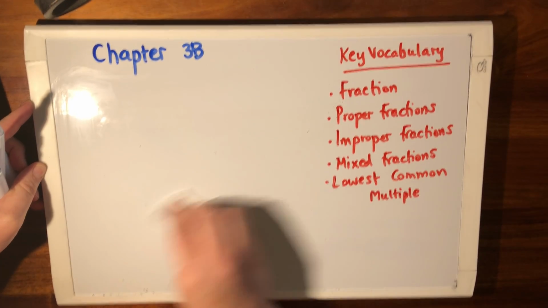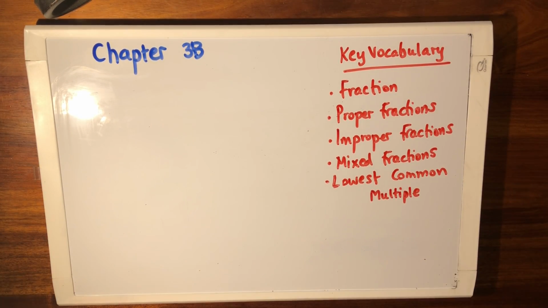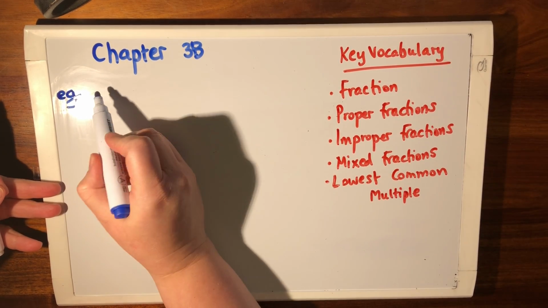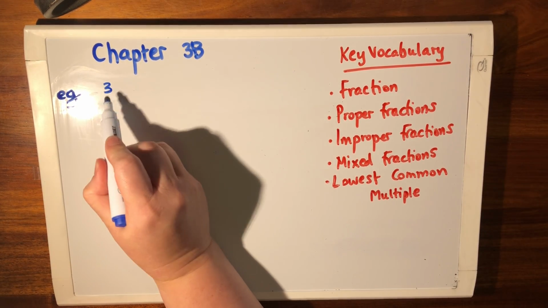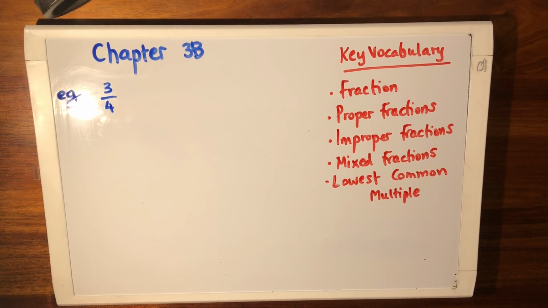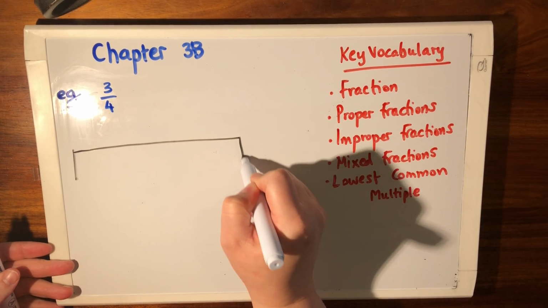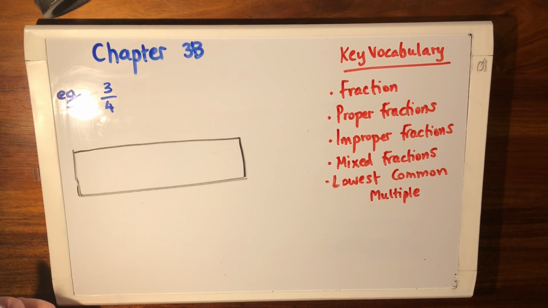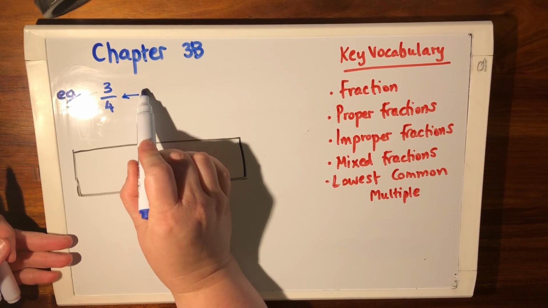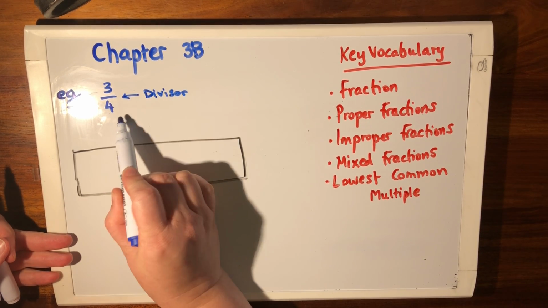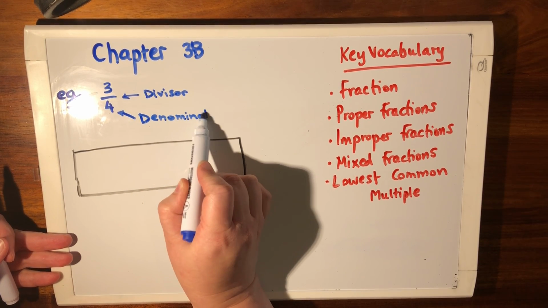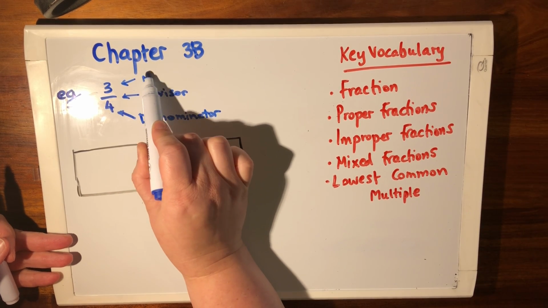Now, as we know, a fraction is an equal part of a whole number. For an example here, let's look at the fraction 3 over 4. We know that when we have a whole, the denominator is the lower number of the two. This is our divisor. The denominator is the lower number down the bottom, and the top number is our numerator.